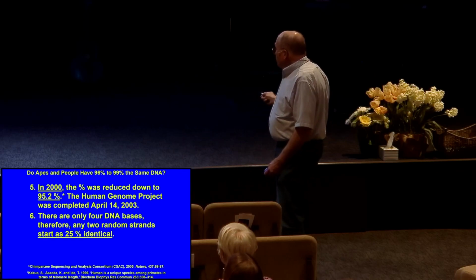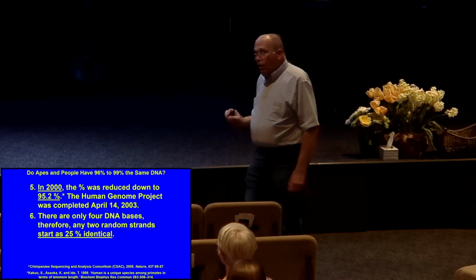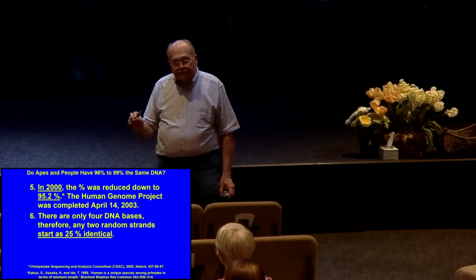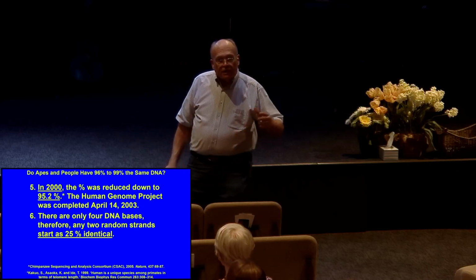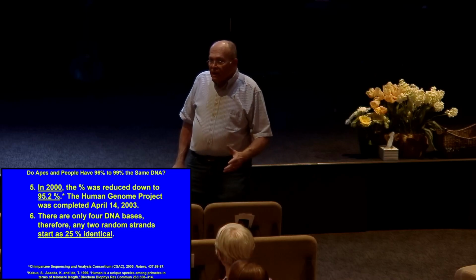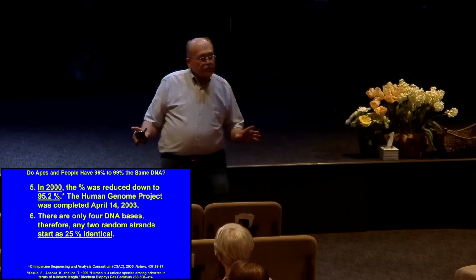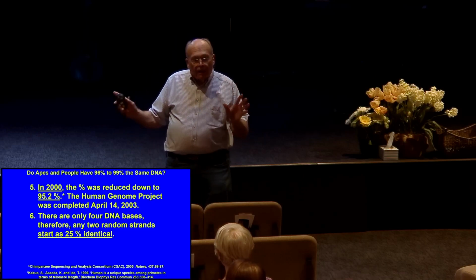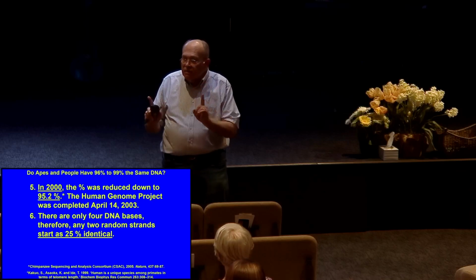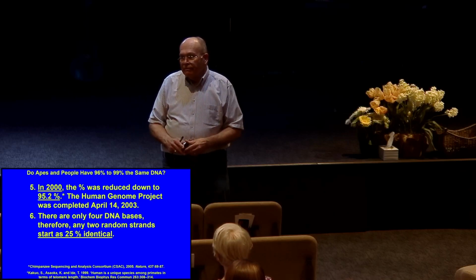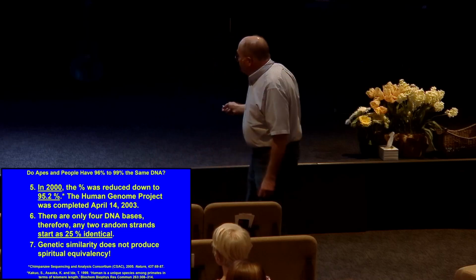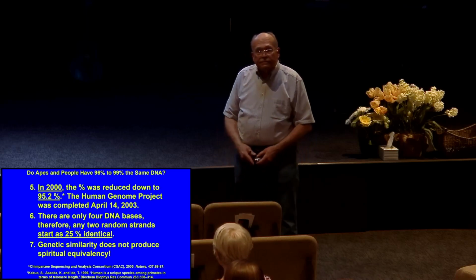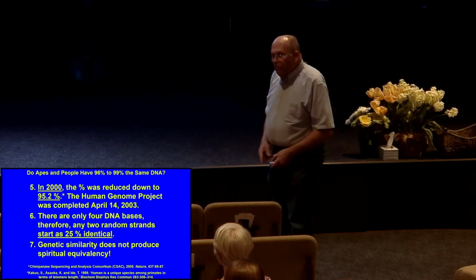Now remember that there are only 4 DNA bases, which means that all life on Earth is 25% the same. Hello? When you compare using genetics, you don't start at 0. You start at 25, because all life on Earth shares 25% the same DNA. I don't care whether you're a plant, animal, insect, people, we all have 25% the same DNA. There are just some things that are necessary for life. You with me? Remember that genetic similarity does not produce spiritual equivalency either, correct? Thank you.